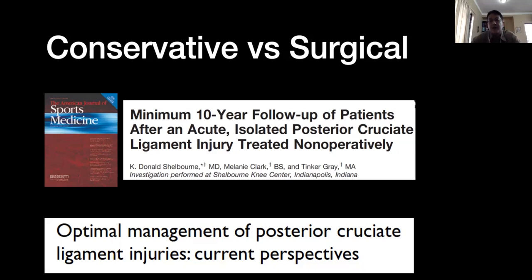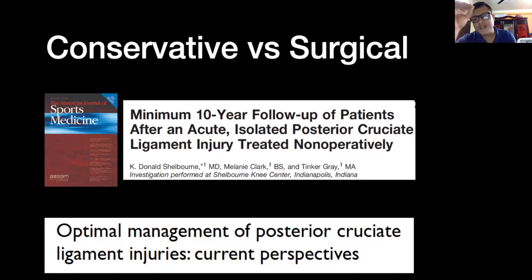Now, the approach to any PCL, like Amit said, depends on whether it's isolated or there are associated injuries. And the other thing to consider is when the patient presents to you, whether it is an acute or a chronic injury. What is the profession of the patient, whether he's an athlete. I think these things are to be considered before we decide conservative versus surgical.